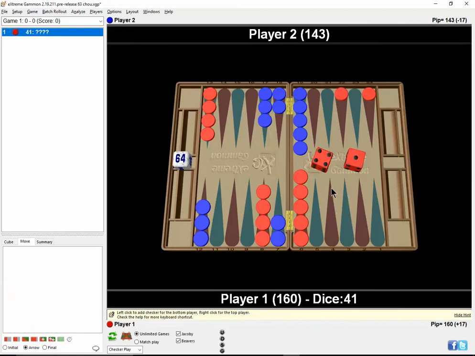How about a 4-1? Think about it for a second. How would you play a 4-1? The 1, I think, is pretty obvious. I'm going to slot the 5-point.